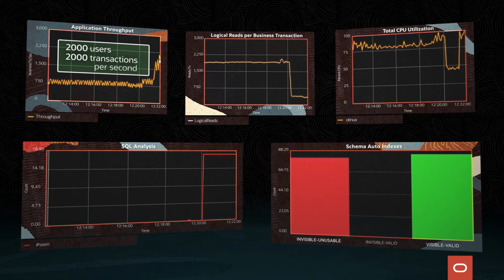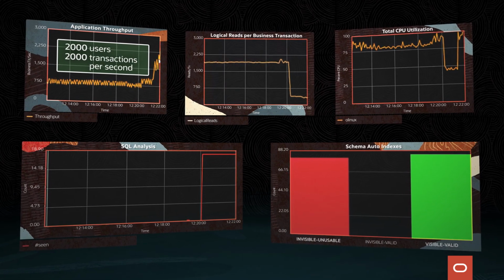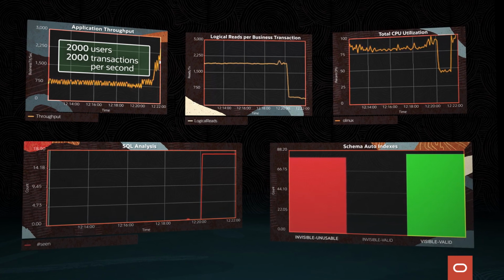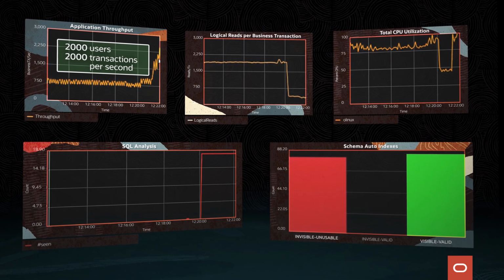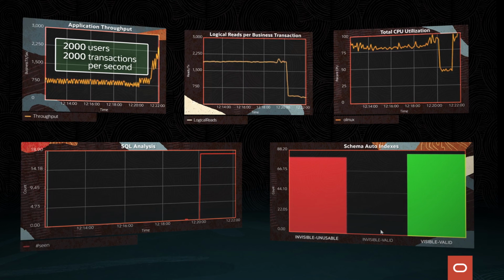So that is again the effect of creating indexes on the application, creating good indexes that are proven to improve the performance of the system overall.